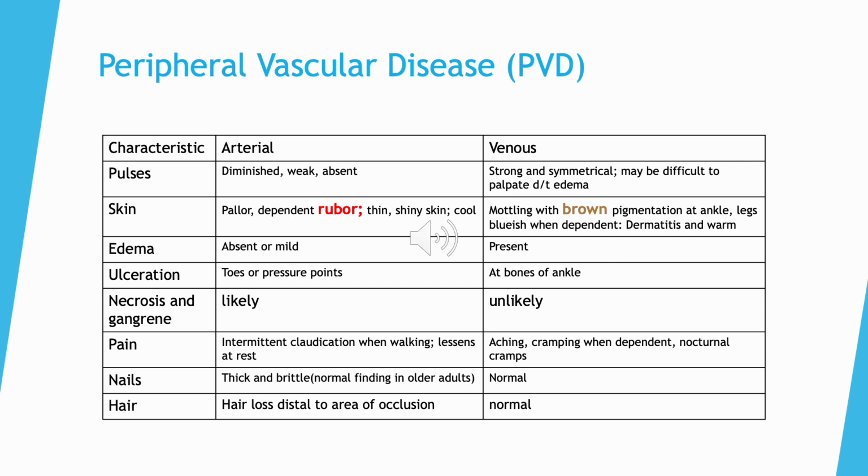Okay, nails in arterial are going to be thick and brittle, but this is also a normal finding in older adults, so it's not really accurate in an older adult. Whereas venous disease has normal nails. And then we talked about the hair. In arterial, they're going to lose the hair on their legs, whereas in venous disease, it will be normal.